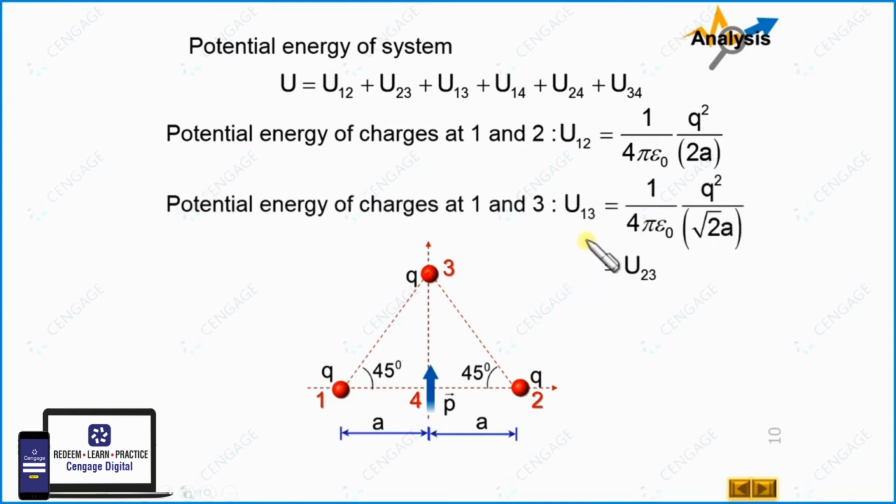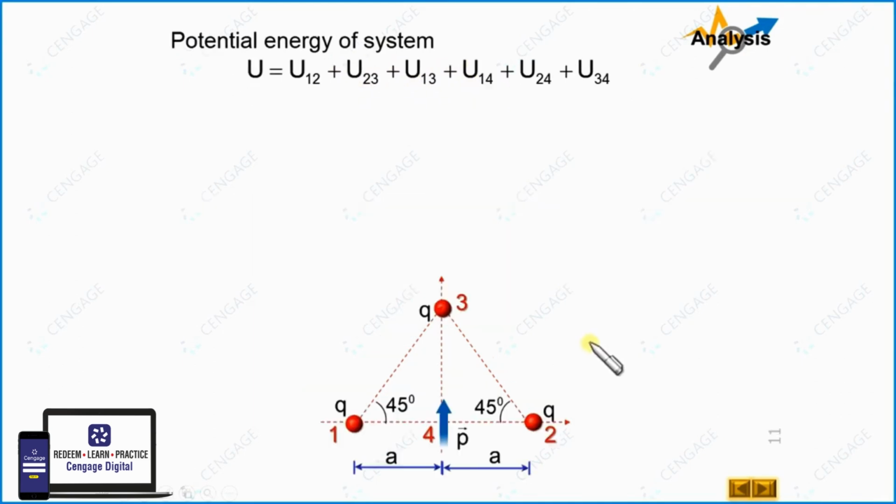So first we calculate the potential energy U13. U13 is equal to, as we calculated, this distance is root 2a, so this value is 1 upon 4 pi epsilon naught Q square divided by root 2a. So these are the potential energies U12, U23 and U13. Let us write the potential energy terms on the next page.